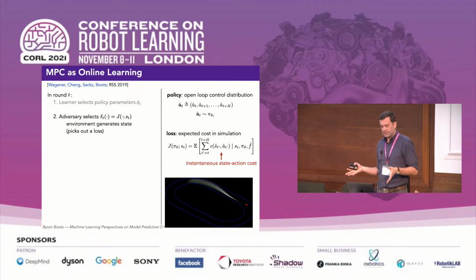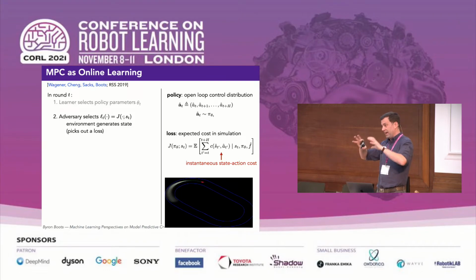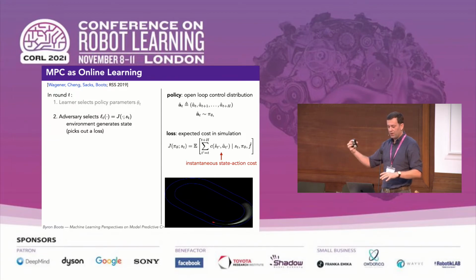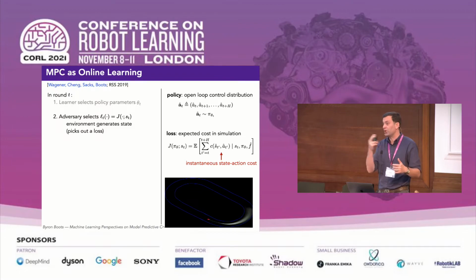So now let's look at the loss. This is the expected cost under the simulated state action distribution, starting from the current state s_t. So basically, what's happening is we have some policy, which is going to be this open loop action distribution, and then the world is going to select a loss function by deciding where to play it, right? That's the state that we observe. And maybe the world is perturbing this distribution around. So basically, by generating a state, the system is selecting a loss function for our policy.